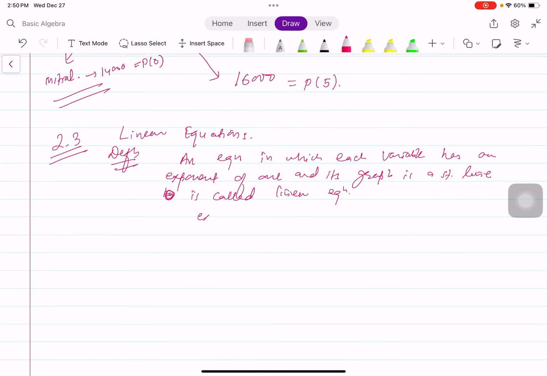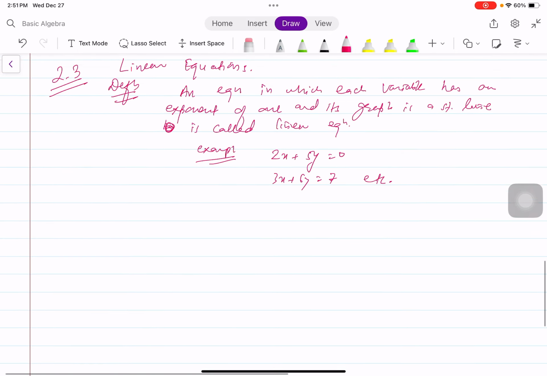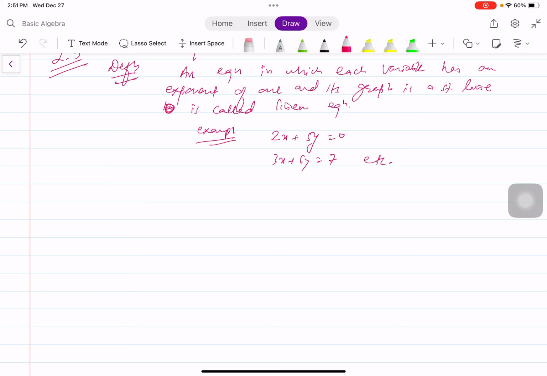Examples: 2x plus 5y equals 0, 3x plus 6y equal to 7. So these are linear equations. Each of the variables has an exponent of 1, power 1, and if you plot it, it will be a straight line. So all such equations are called straight lines.